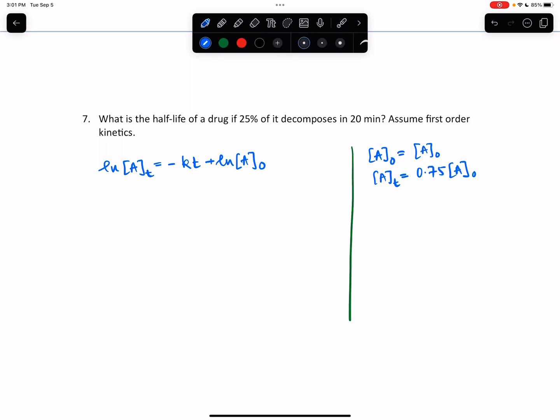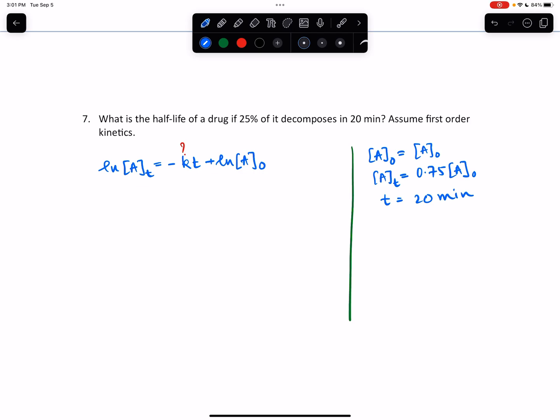The next thing we need to figure out is the time. The time is given to us as 20 minutes. So t is equal to 20 minutes. And then if we plug this and this into this equation, the only thing we'll have left to determine is the rate constant, k. So let's go ahead and do that and see what we get for k.